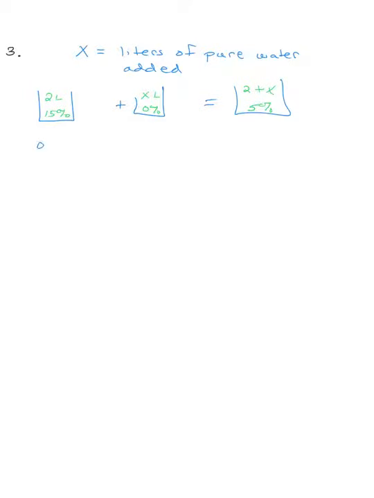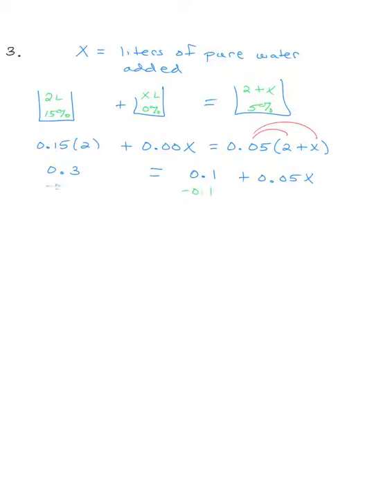making our equation 0.15 times 2 plus 0.00 times x. Like, really, we don't have to incorporate that. I'll just place it there for the time being. And I want it to be equal to 0.05 times 2 plus x. Okay, so eventually we'll distribute this into the parentheses, but all right, we have 0.3 plus 0, like I said, I'm not even going to write that. We'll just leave that off. This is equal to 0.1 plus 0.05x. I will subtract 0.1 from both sides.